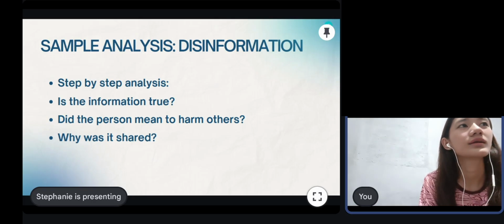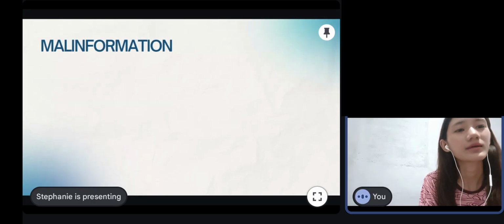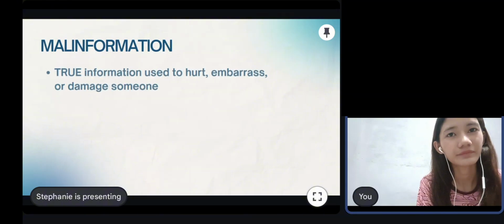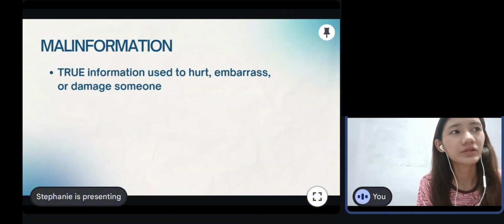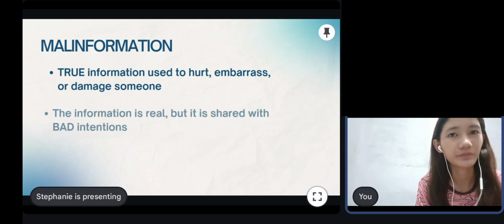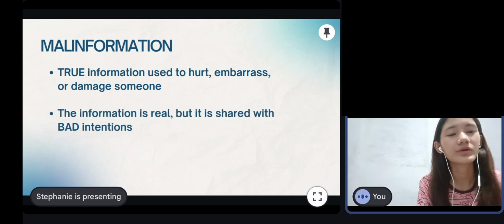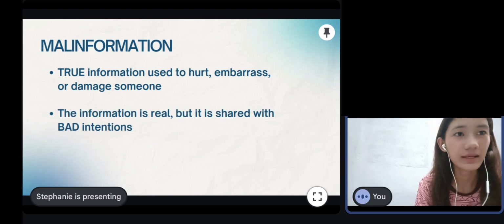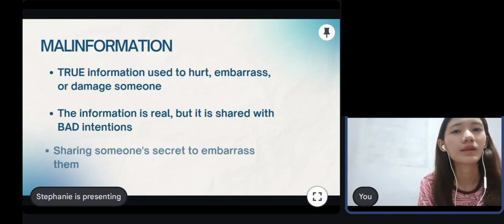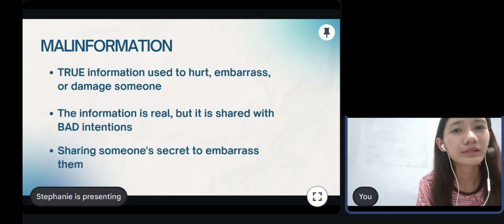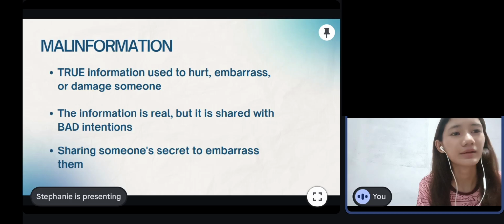So the last but not least is malinformation. It is true information used to hurt, embarrass, or damage someone. The information is real, but it is shared with bad intentions. For example, sharing someone's secret to embarrass them.